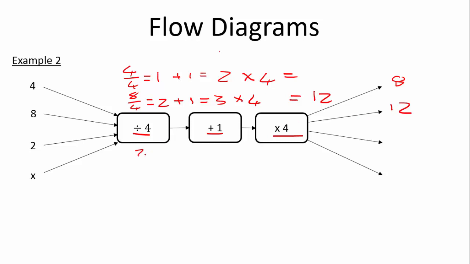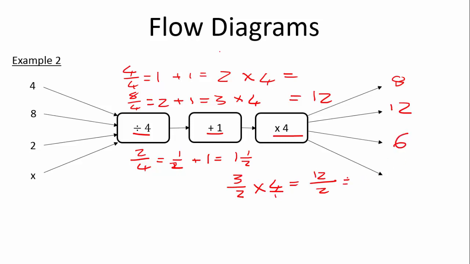Okay, what about 2 divided by 4? That is equal to a half, plus 1, which is 1 and a half. 1 and a half is the same as 3 over 2, multiplied by 4, right? So multiplied by 4 is equal to 12 over 2, because remember, 4 is the same as 4 over 1. We times the top, we times the bottom. That is the same as 6.